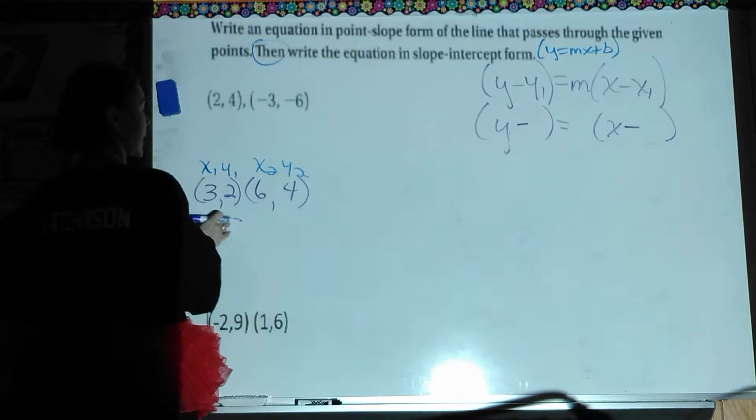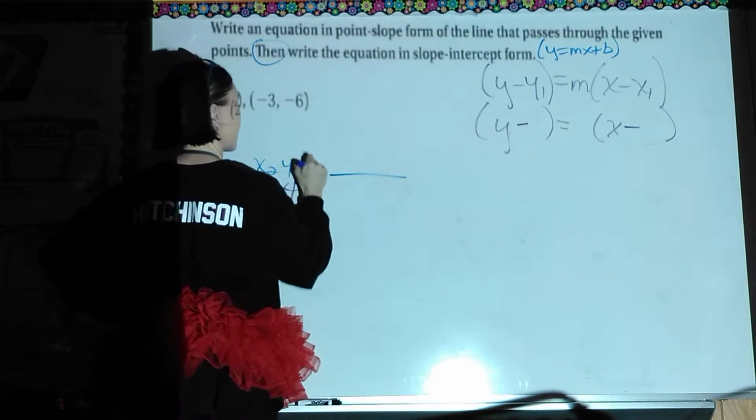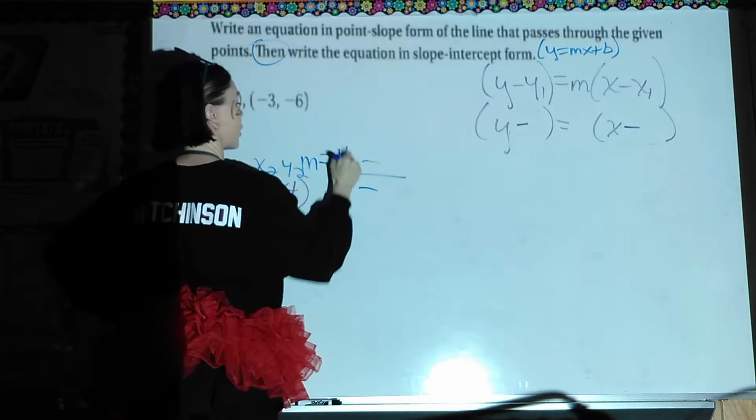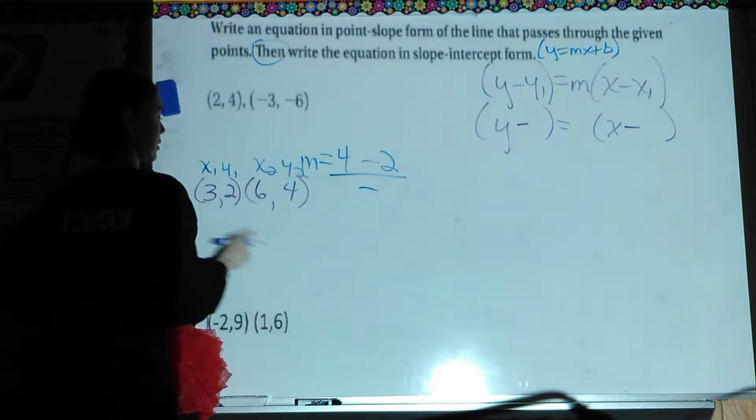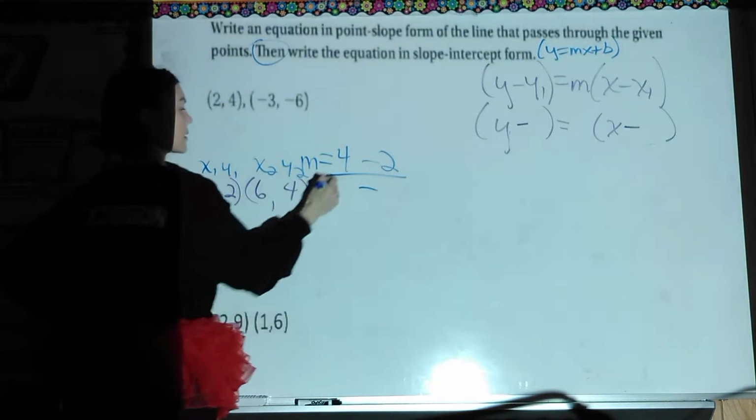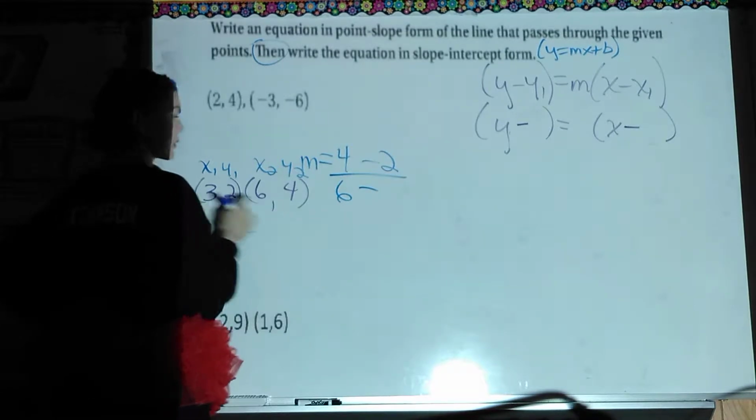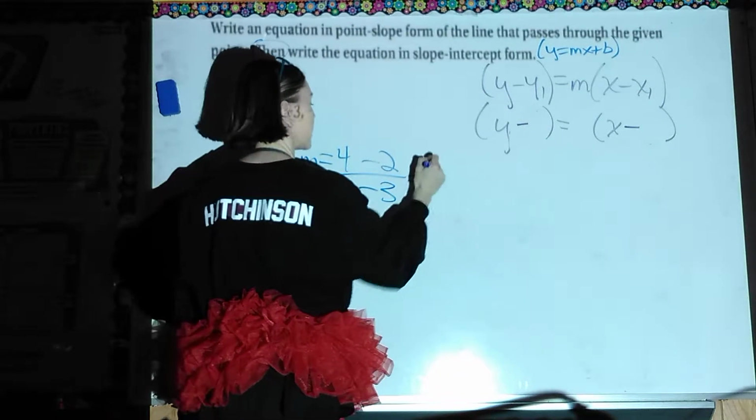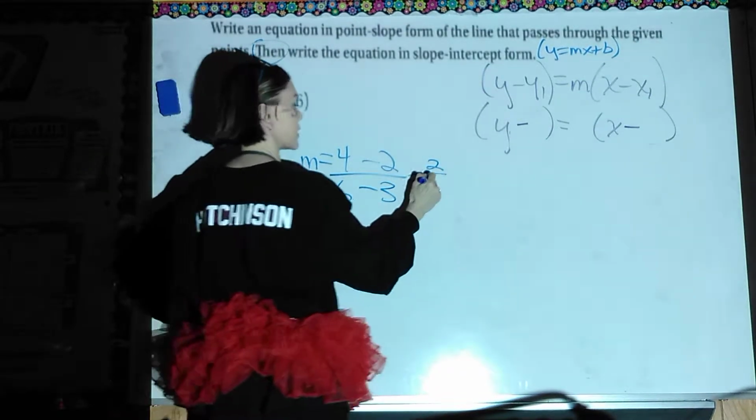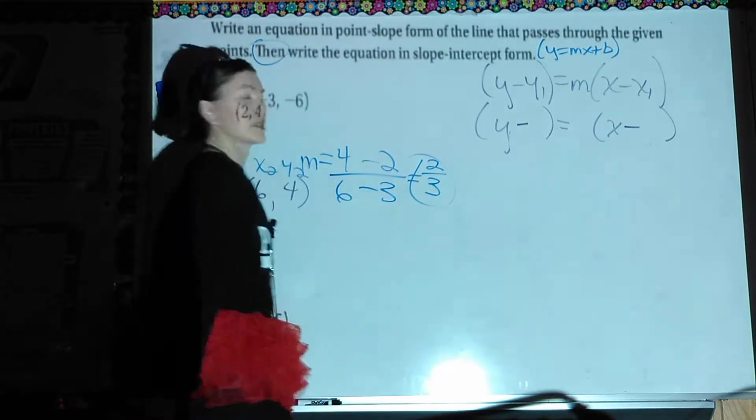So here we go, 4 minus 2. 4, positive 2. X sub 2 is 6. X sub 1 is 3. Here we go. 4 minus 2 is 2. 6 minus 3 is 3. 2/3. 2/3. That's our slope.